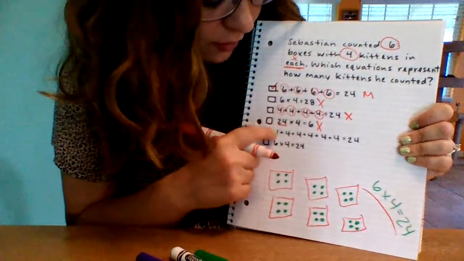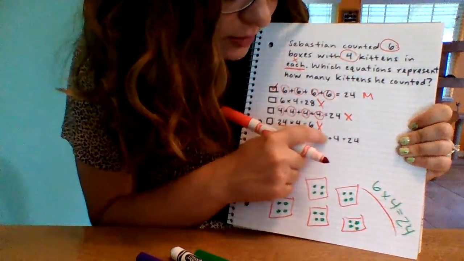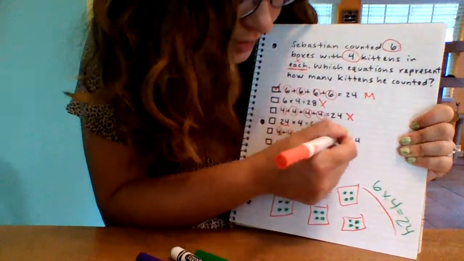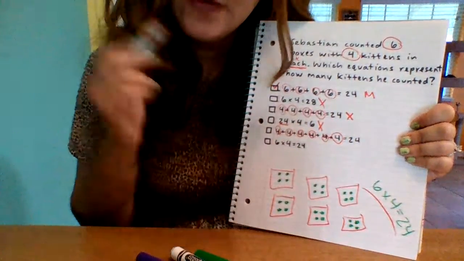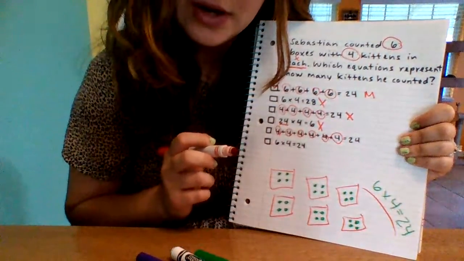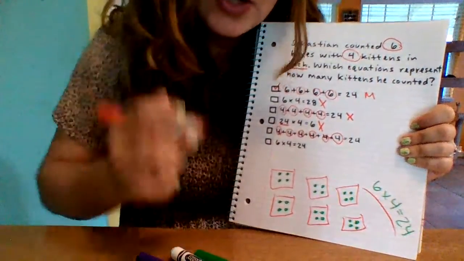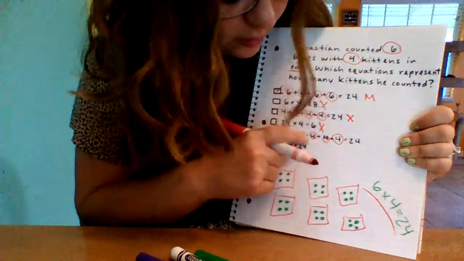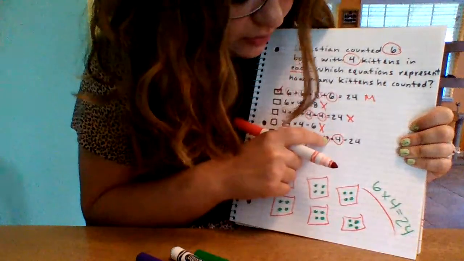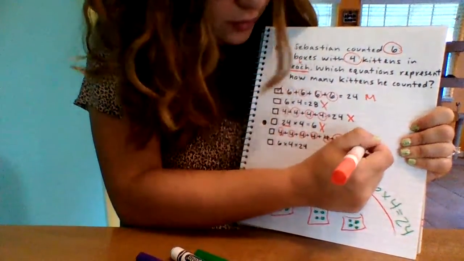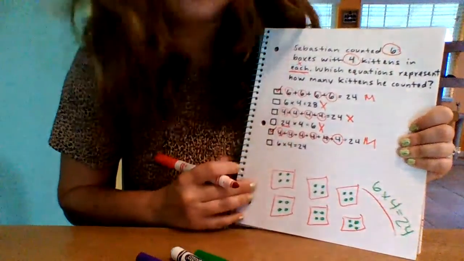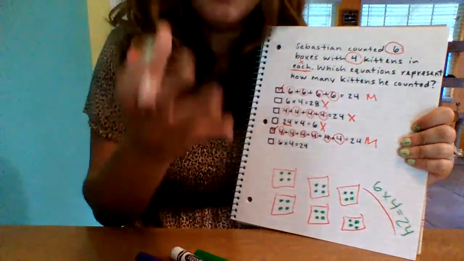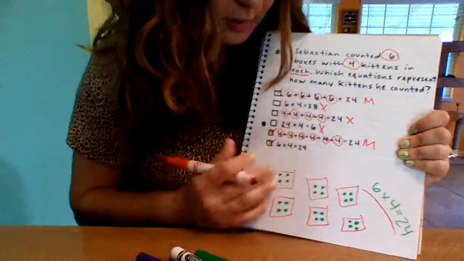How about the next one? 4 plus 4 plus 4 plus 4 plus 4 plus 4, that's 6 fours, equals 24. If you add 4 six times, will you get 24? Yes, that's repeated addition. And you can check your answer too, right? 4 plus 4 is 8. 8 plus 4 is 12. 12 plus 4 is 16. 16 plus 4 is 20. And 20 plus 4 is 24. So we have another correct answer. Let's check out the last one. 6 times 4 equals 24. Boom, perfect, easy, right? We know that's going to be a correct answer.